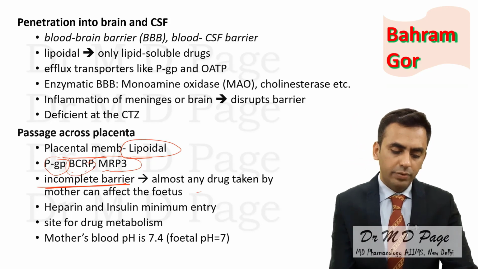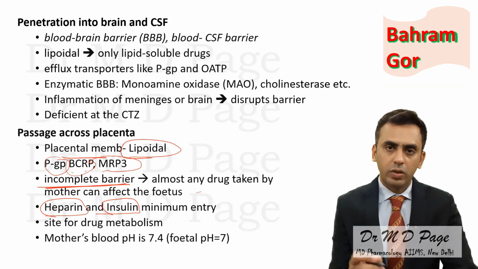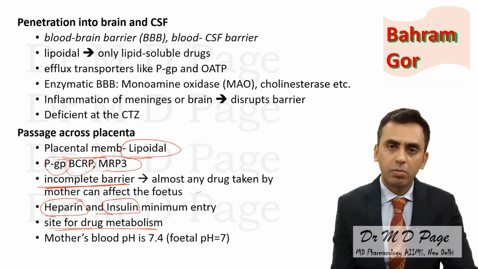Now if you know this, heparin and insulin are the drugs of choice in pregnancy. Why are they used? Because they are relatively large and they do not cross the placenta. The placenta is also a site of drug metabolism.